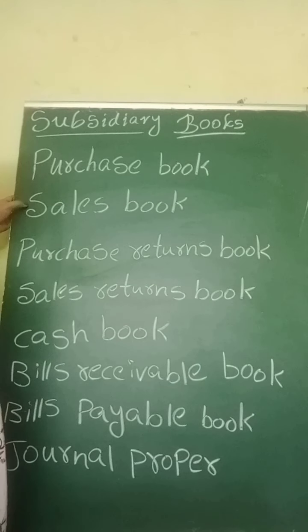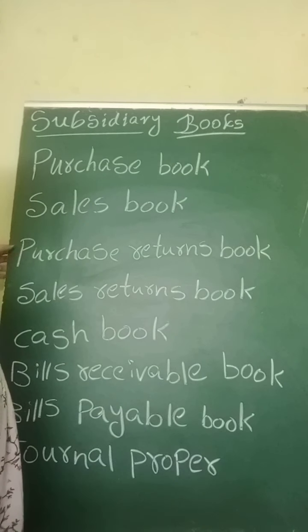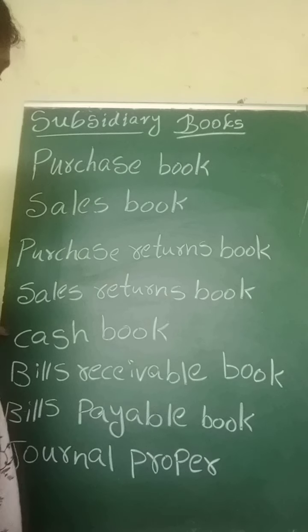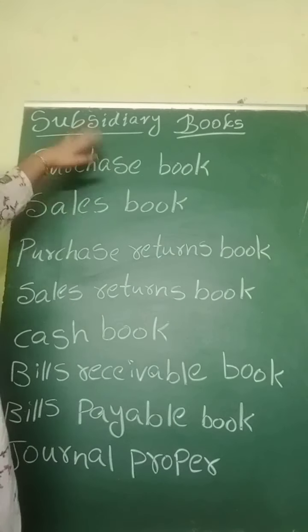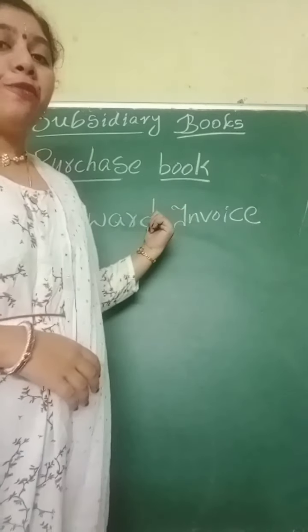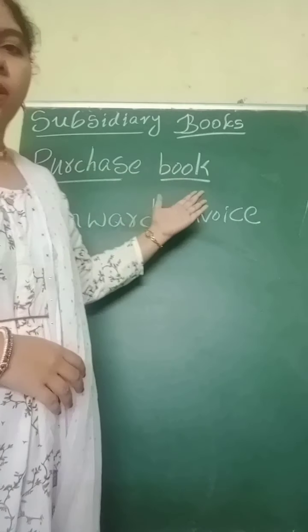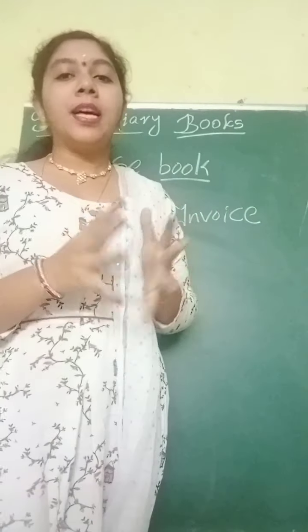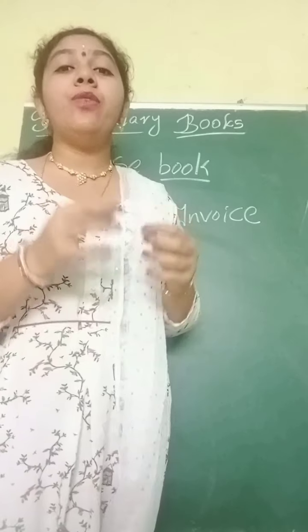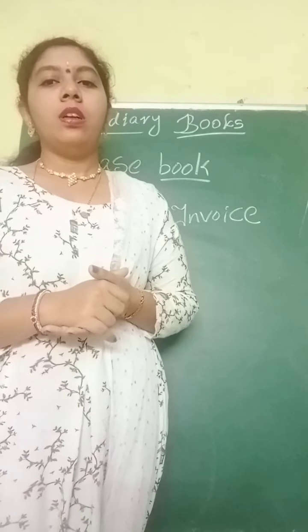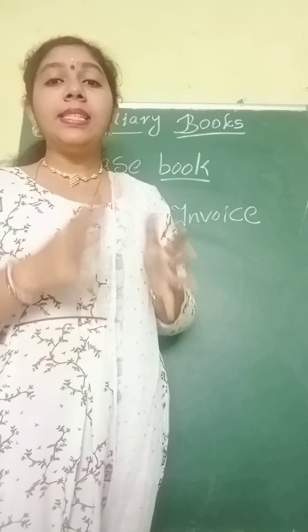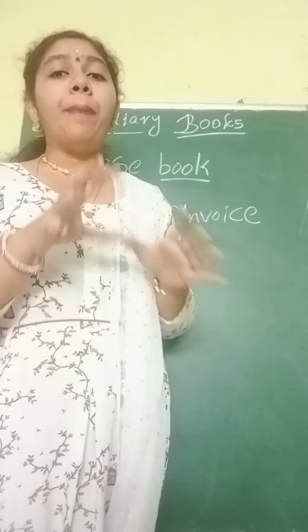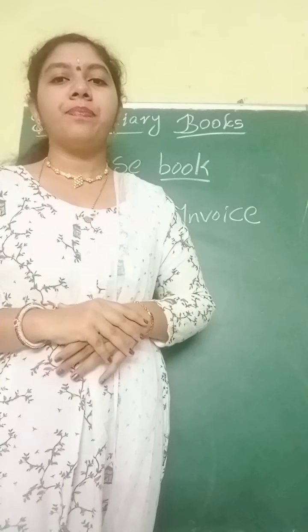Purchase book, sales book, purchase returns book, sales returns book, cash book, bills receivable book, bills payable book, journal proper. These are the 8 subsidiary books. This is our first subsidiary book, purchase book. Here in the subsidiary books, we are going to use the invoice number. In the purchase book, only the purchase transactions are recorded.